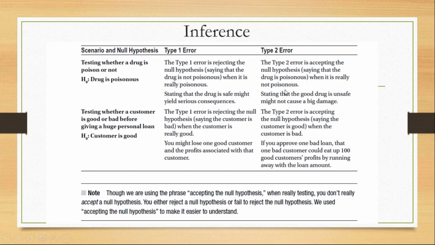So there I have two cases. What could happen here is the drug is poisonous, my null hypothesis stating that the drug is safe, and that might yield serious consequences. And here my type 2 error is stating that the drug is unsafe and it might not cause a big damage.